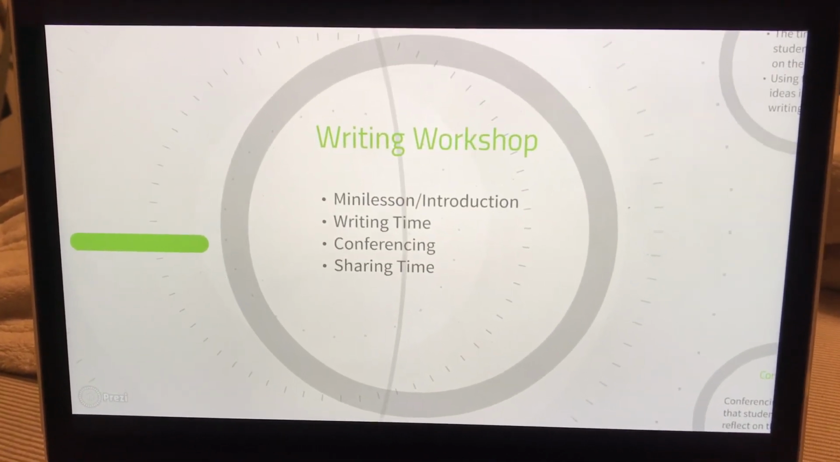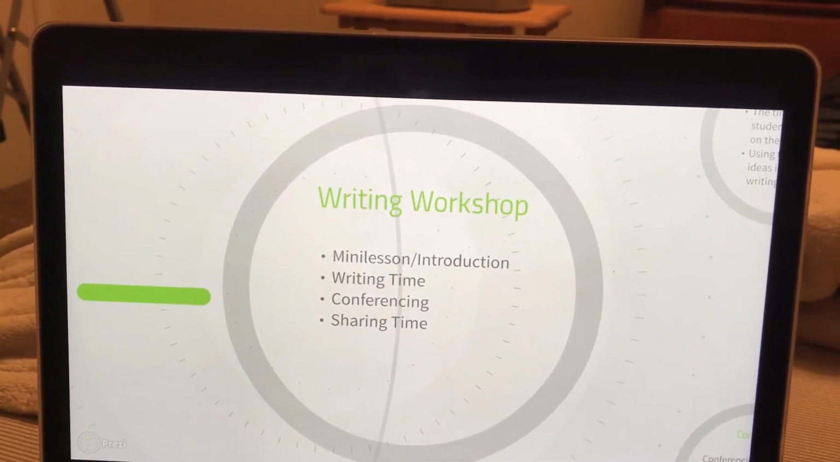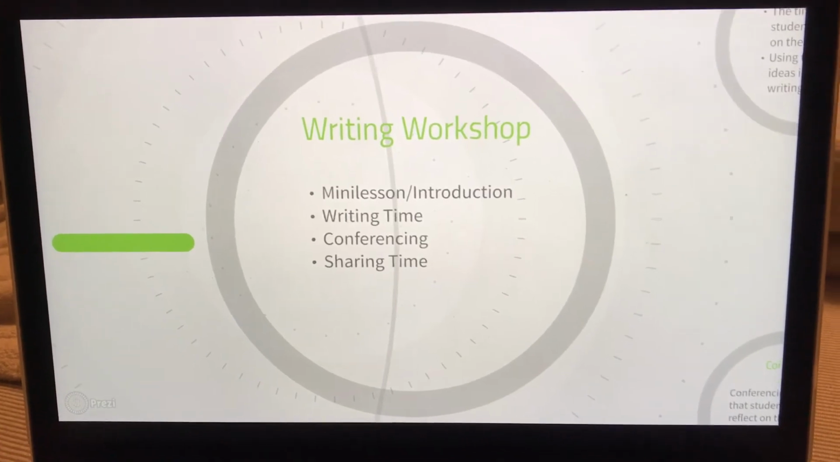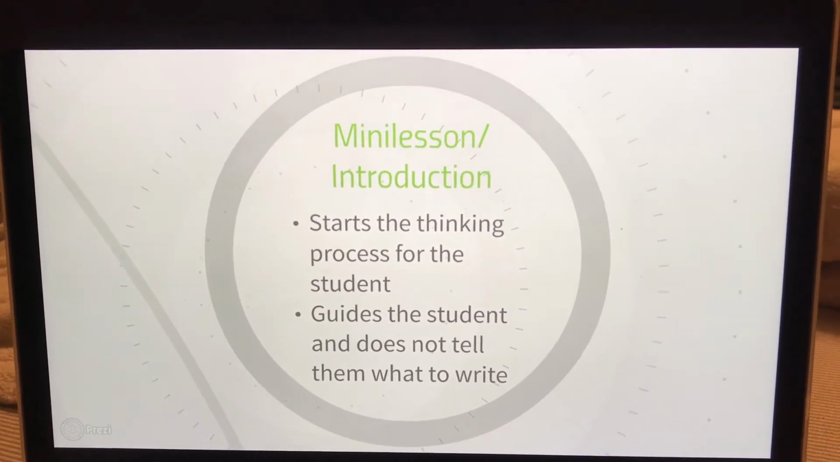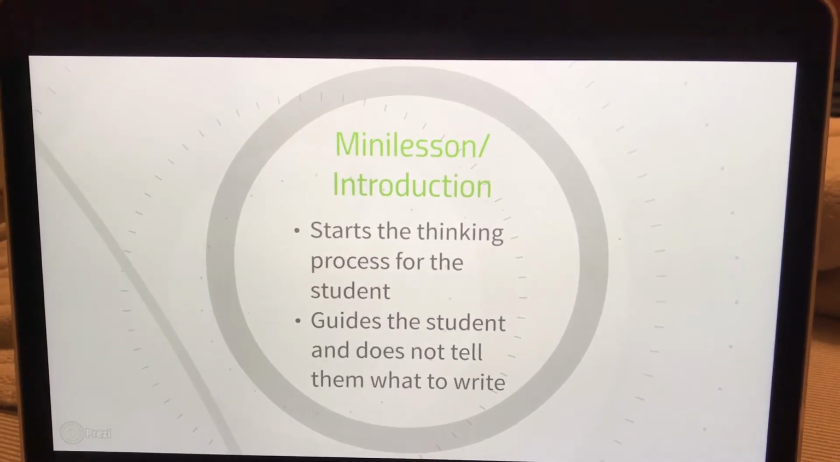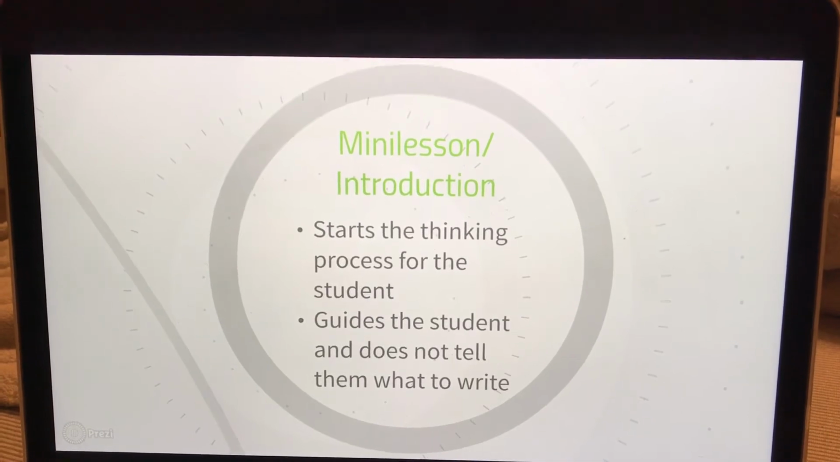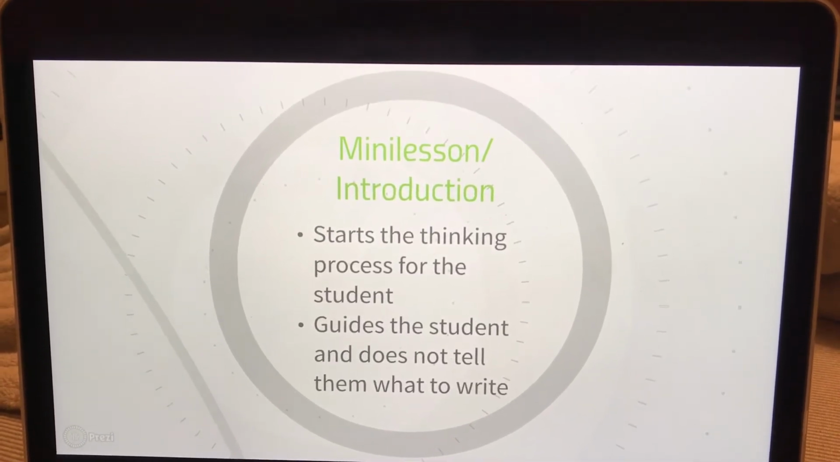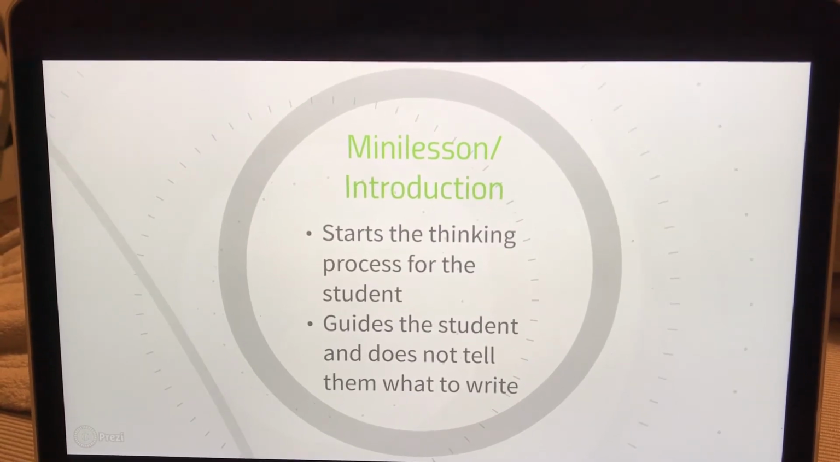The writing workshop process includes the mini lesson and introduction, writing time, conferencing, and sharing time. The workshop begins with a mini lesson. This lesson starts the thinking process for the students. The goal for the teacher is to guide the student to come up with what they want to write on their own, but there is a certain topic that they are teaching for, and that is what the lesson is about.